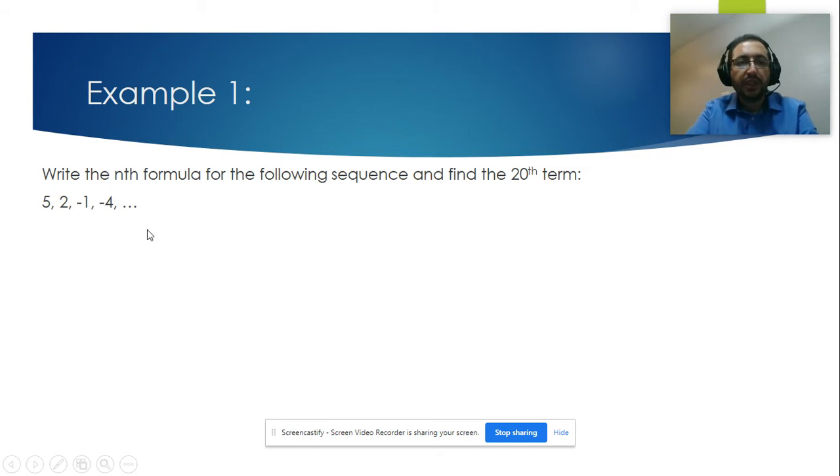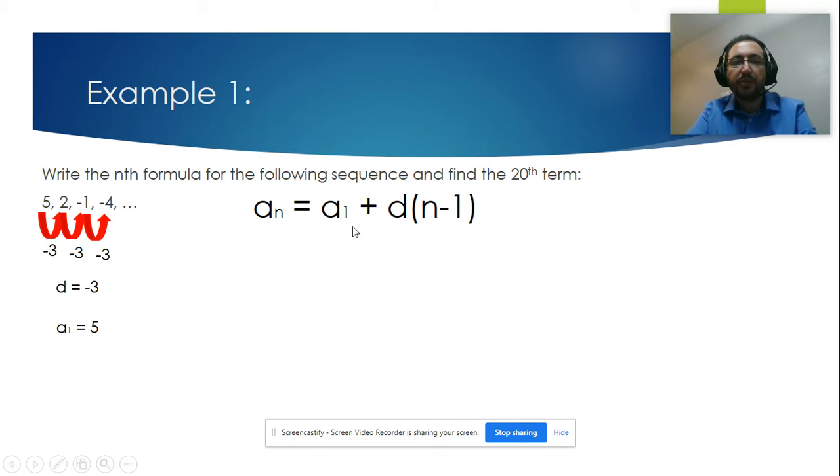So first we need to write the nth formula. And to write the nth formula, we need the distance and the first term. So what is the distance, or the difference, between 5 and 2? It will be -3. 2 and -1 will be -3. And 1 and -4 will be -3. And what is the first term? It will be 5. So with the distance and the first term, I can write my nth formula.